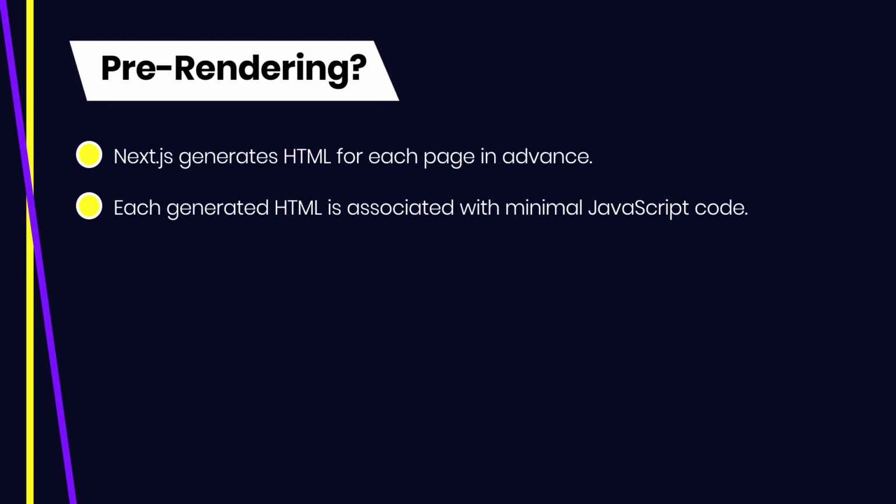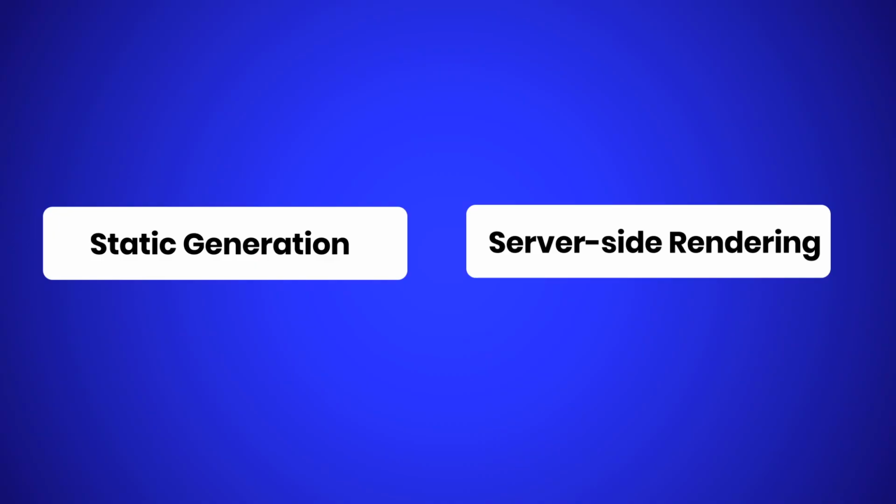Each generated HTML is associated with minimal JavaScript code necessary for that page. When the page is loaded by the browser, JavaScript code runs and makes the page fully interactive. Next.js has two forms of pre-rendering: static generation and server-side rendering. The difference is in when it generates the HTML for a page. So let's understand static generation.